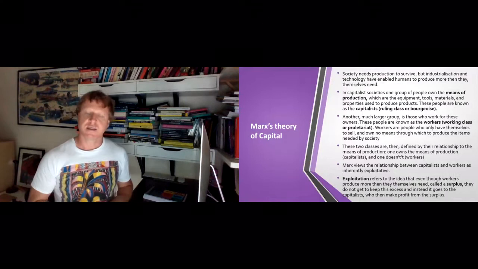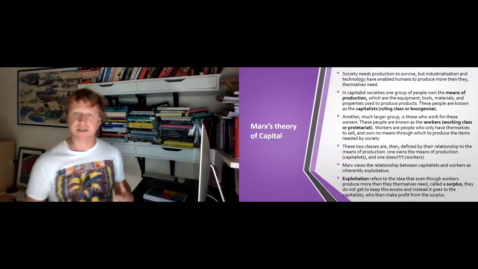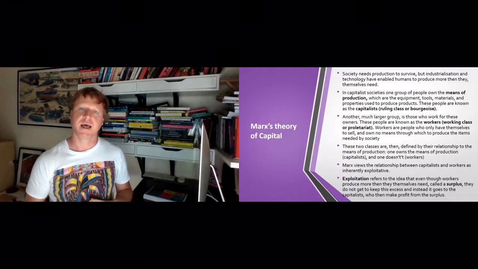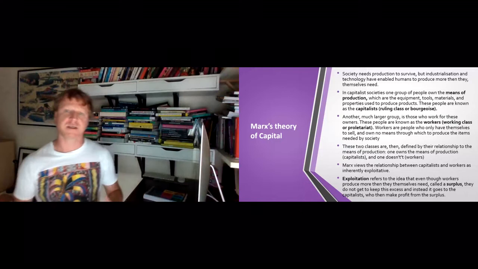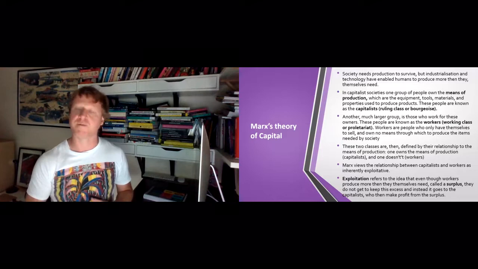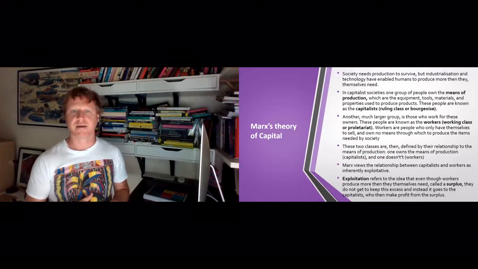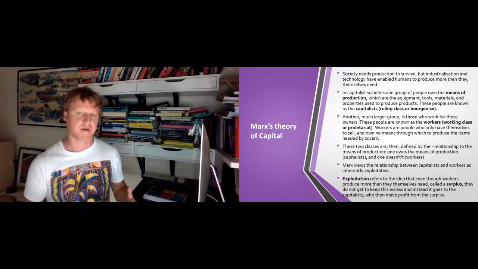So this is the theory of capital and capitalism. We obviously need to produce things as humans to survive. We need to produce food to eat and houses to live in. But Marx saw the industrial revolution, for the first time, enabling humans to produce more than they actually needed. And this creates a surplus that the capitalist class siphons off for their own wealth. So one group of people owns the means of production, and they're the ruling class. The others have nothing but their own labour to sell to survive. These are known as the working class, the proletariat.